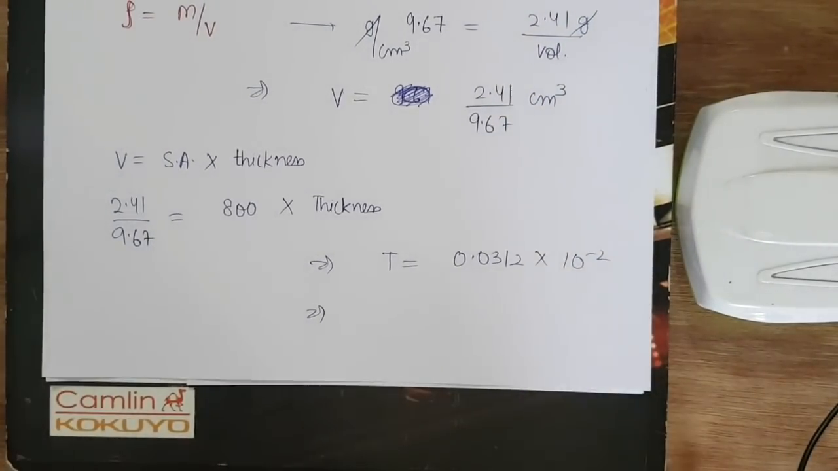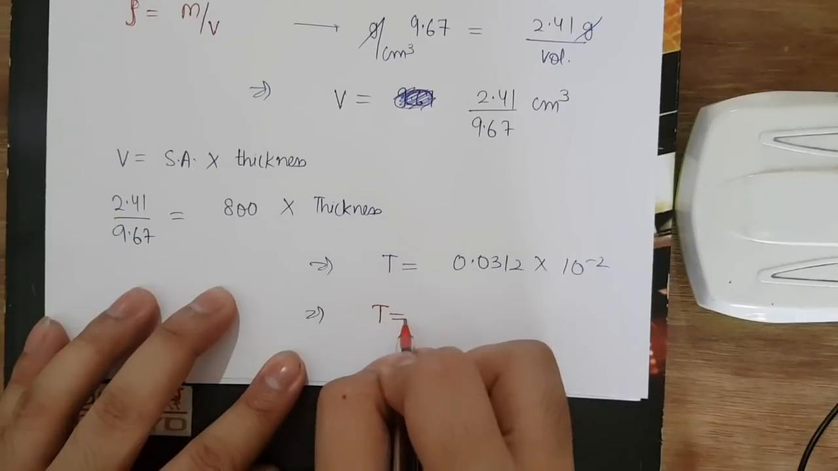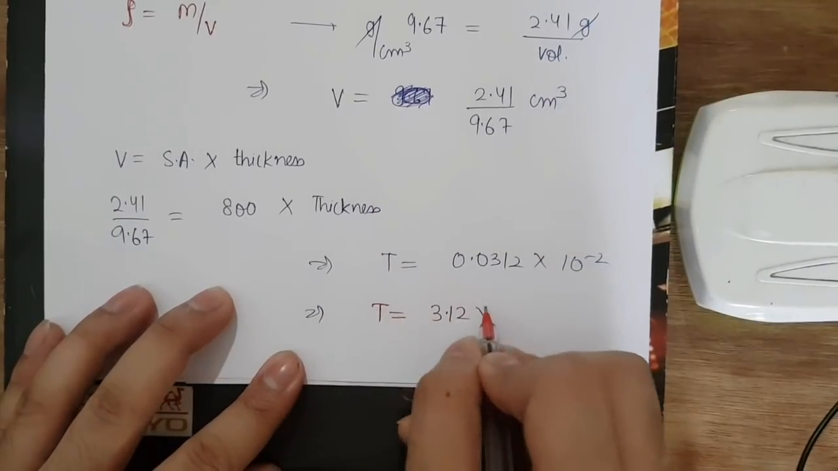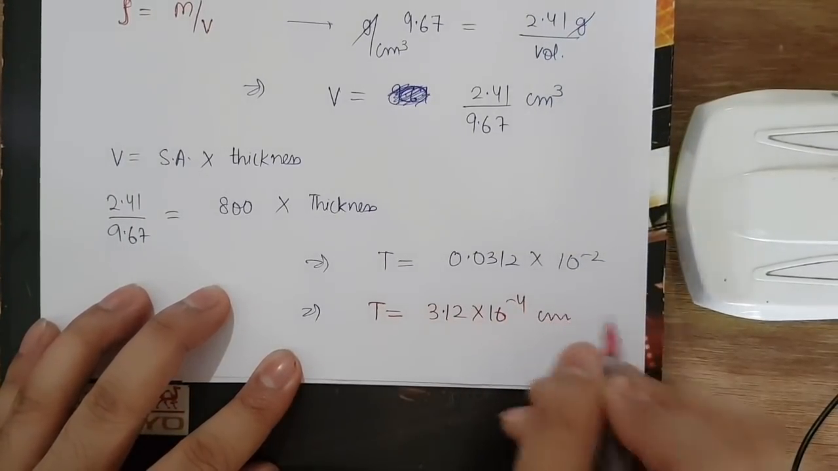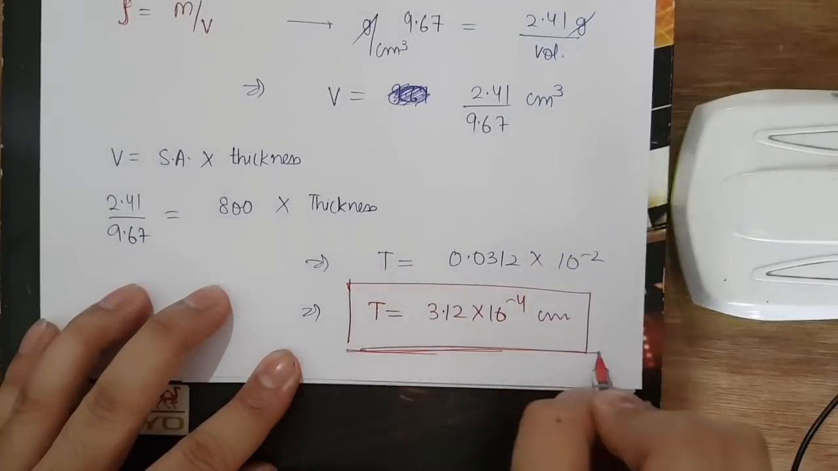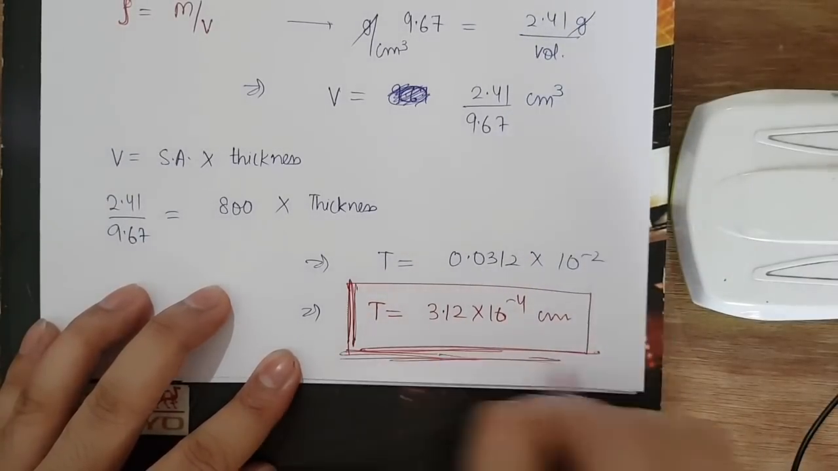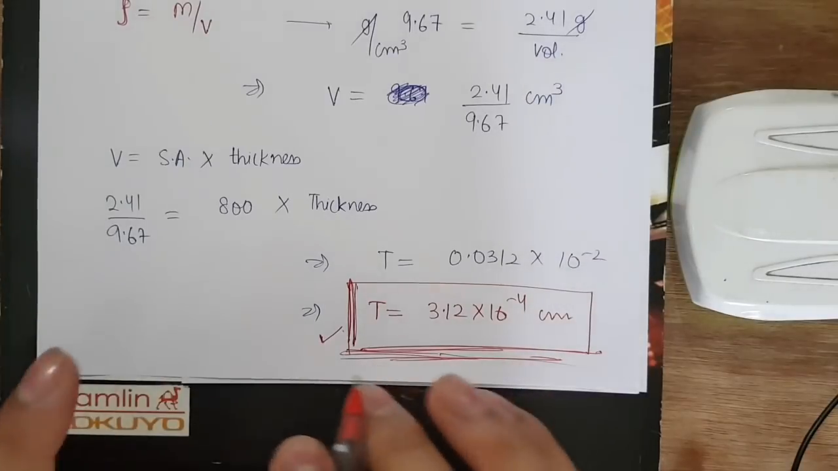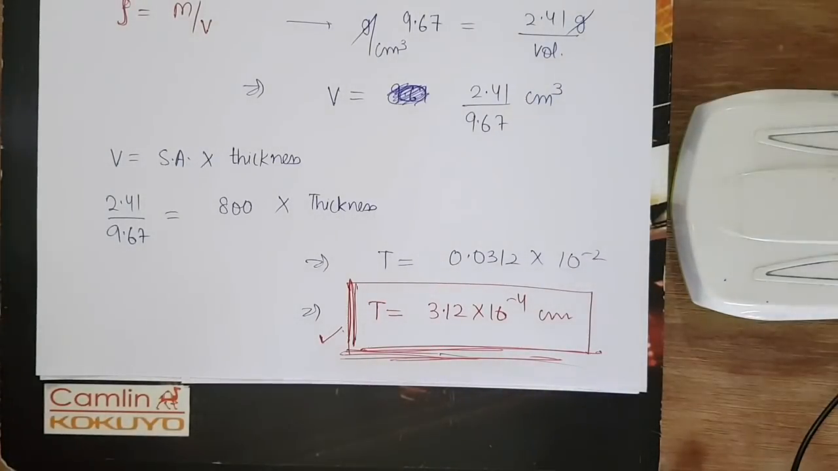In SI terms, this can be written as thickness equal to 3.12 into 10 raised to power minus 4 centimeters. I hope that this question is clear to you. There are no doubts. If there are any doubts, kindly ask me. Now let us move on to the next part and the last part, which is very important here.